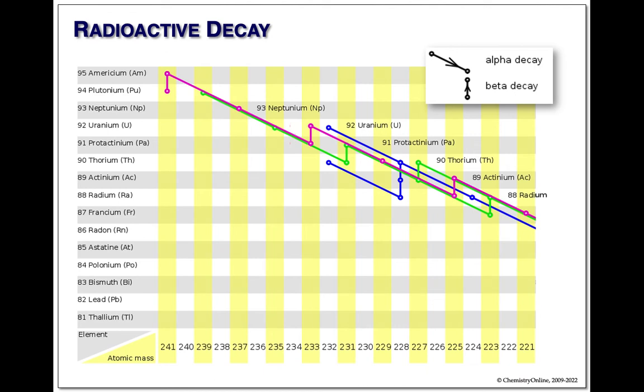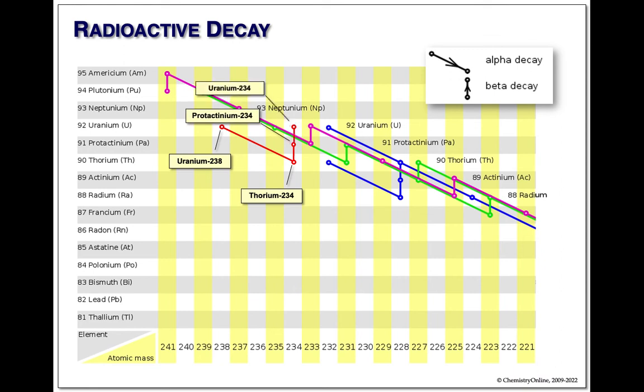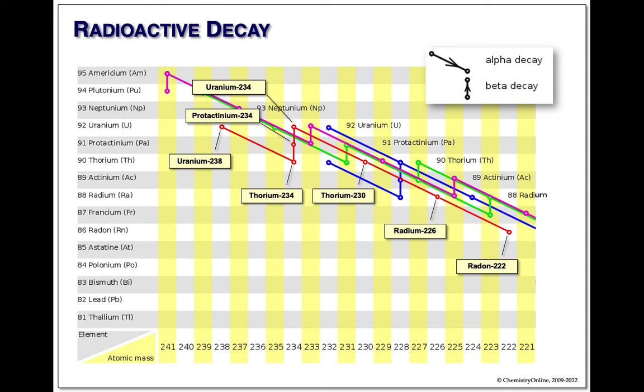So let's just see what happens to one of our friends, uranium. Uranium-238 starts by losing an alpha particle to give thorium-234. That loses a beta to give protactinium. Another beta, and we're back to uranium. An alpha, we're down to thorium. Another alpha, we're down to radium. Another alpha, we're down to radon.